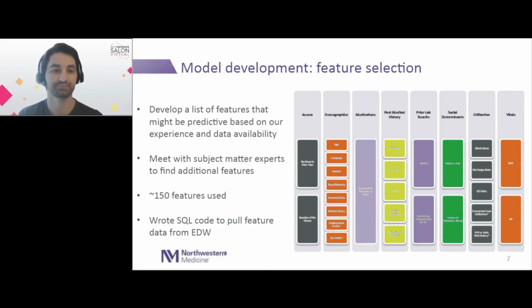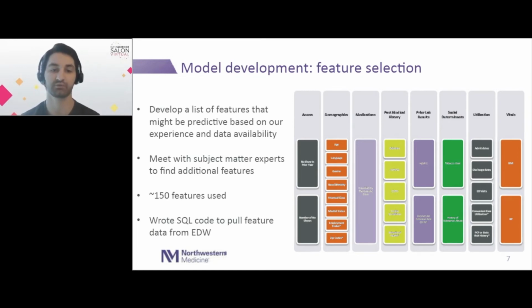And then additionally, we met with subject matter experts to find additional features. So we actually talked with doctors and nurses who provide care for these patients and asked, what do you think would be a predictive feature in this model? And we actually got some of our most predictive features just from doing that. So I think that was one big learning lesson from this project.